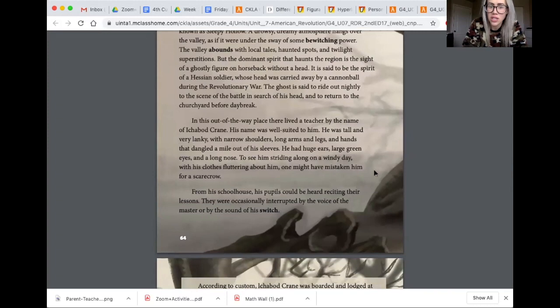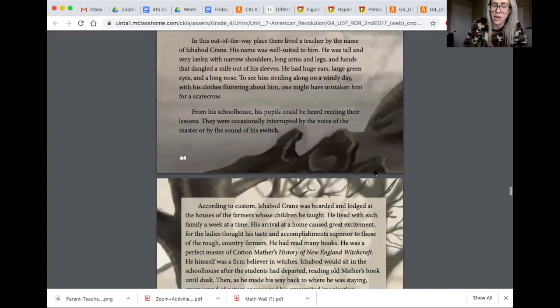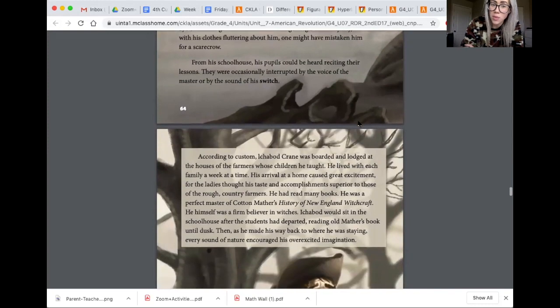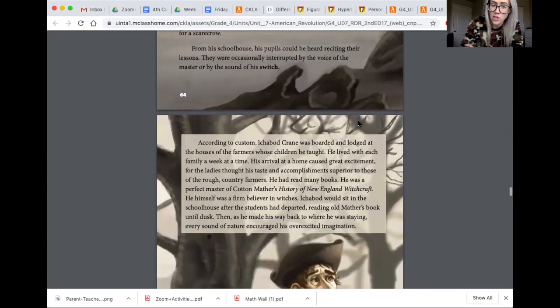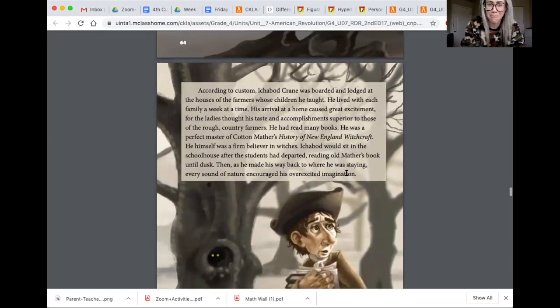He had huge ears, large green eyes, and a long nose. To see him striding along on a windy day with his clothes fluttering about him, one might have mistaken him for a scarecrow. So he's very, very skinny. From his schoolhouse, his pupils, meaning his students, could be heard reciting their lessons. They were occasionally interrupted by the voice of the master or the sound of his switch. A switch is a stick. They used to hit your hand, ow, when you are being bad. Okay, we don't do that now.